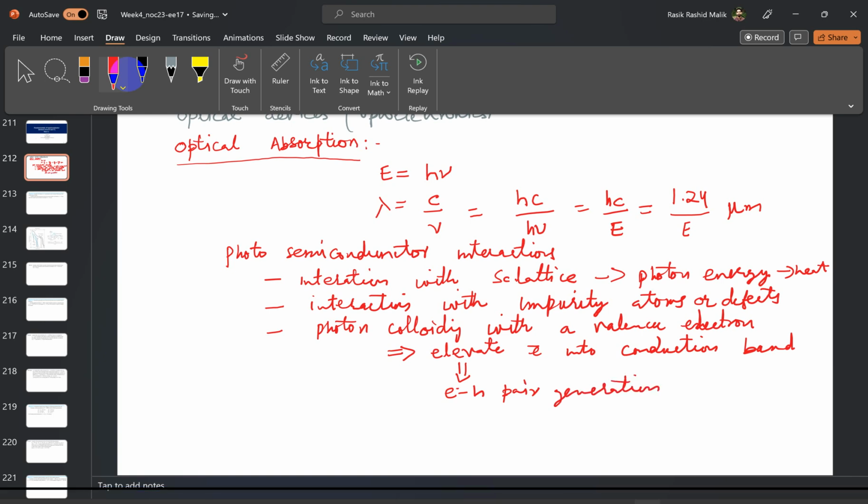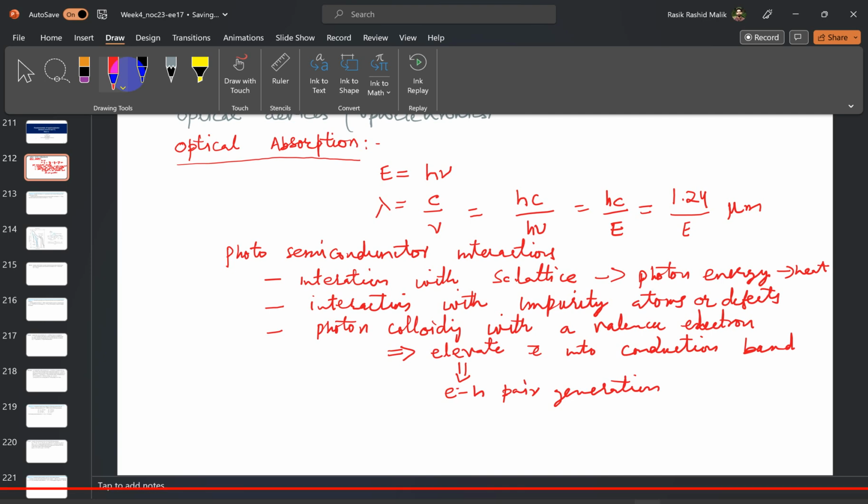The behavior of the excess carriers has already been studied in the previous lectures. So the optical absorption, we'll be talking about this type of electron hole pair generation, where a semiconductor absorbs the optical energy and how it can result in the electron hole pair generation.